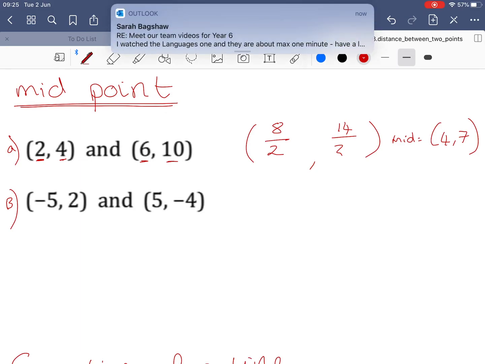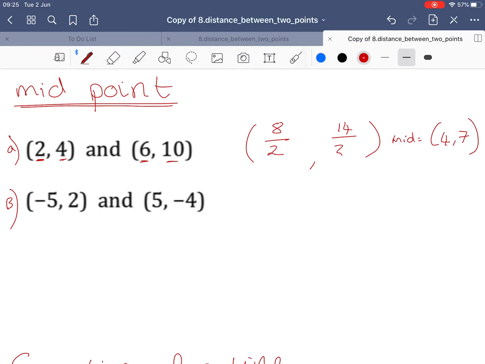Super easy. I've included a negative one because some people get tripped up on negatives. So don't forget to add them and then halve. Minus 5 add 5 is nothing, so it's nothing over 2. And then 2 add minus 4 is minus 2, and you still halve it. It's always halving, always dividing by 2. Therefore, the midpoint: nothing divided by 2 is still nothing, and minus 2 divided by 2 is minus 1. So for midpoints of lines, when you see me doing one in the next examples, you just add them up and halve it.